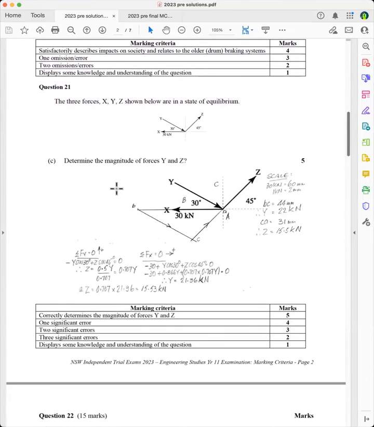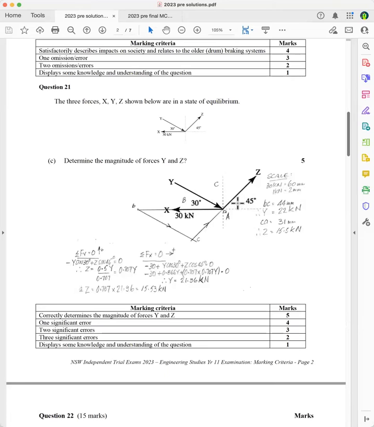Question 21. 3 forces X, Y, Z shown below are in a state of equilibrium. Determine the magnitude of forces Y and Z. Now, this was done really poorly by my class, and I'll just go through it graphically and then I'll show you how to do it analytically. So, first thing that I think you should do if you're doing it graphically, you should put a scale down, and then you use their diagram to draw the force diagram.